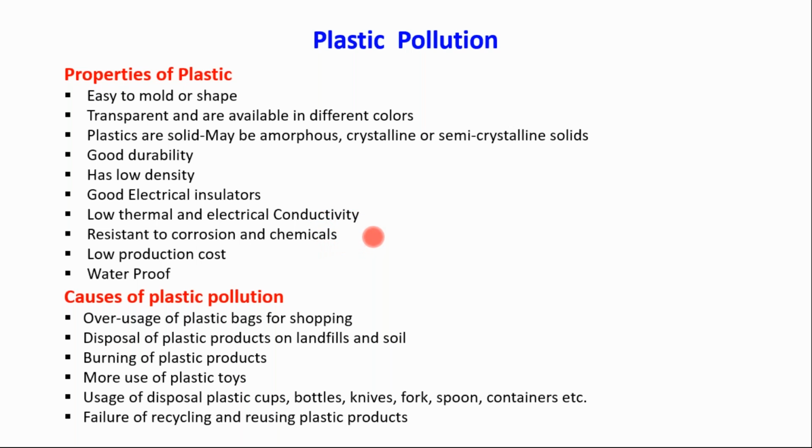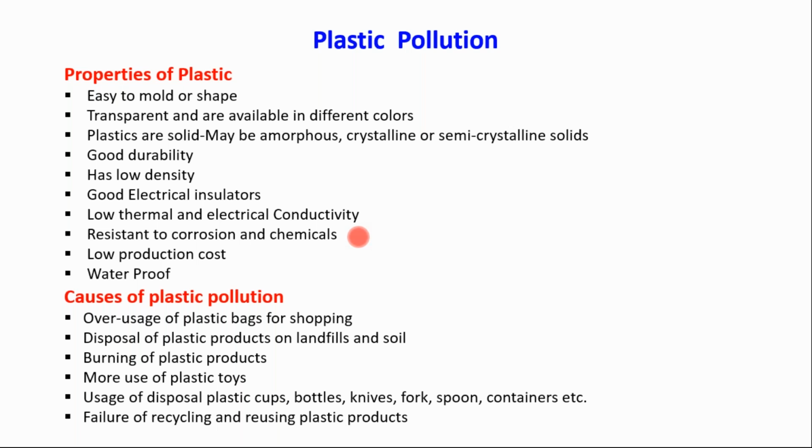Then resistance to corrosion and chemicals. Metals are going to corrode after a certain time because of the oxidation process, the presence of oxygen in the air, the presence of moisture, the presence of sunlight, and all these parameters are helpful for the corrosion process, and that is why corrosion is a natural process in metal parts. But plastic materials are not corroded.